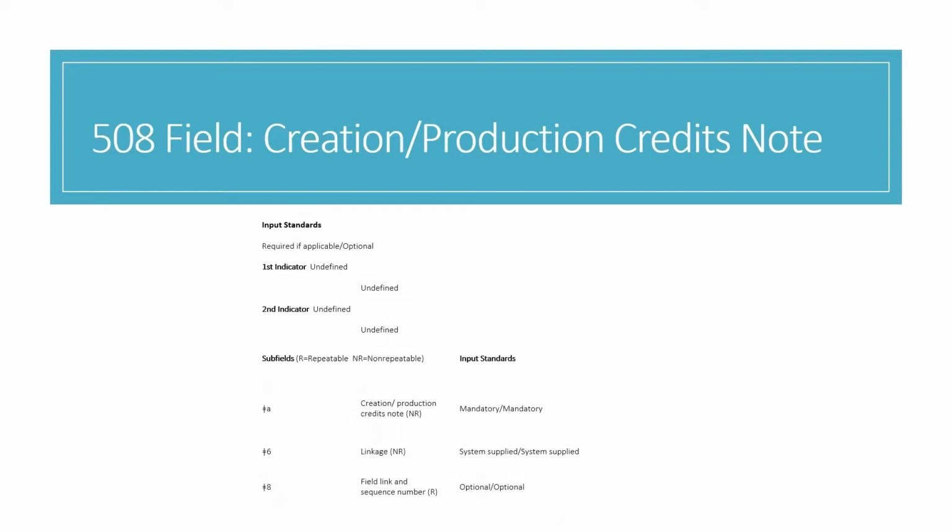Okay, the 508 field is the creation/production credits note. And again, this field is required if applicable. Both indicators are blank, and there are only 3 subfields that can be used: A, 6, and 8. It is a note about the credits for individuals or organizations other than members of a cast who have participated in the artistic or technical production of the work to a significant degree. The display constant Credits may be system supplied.